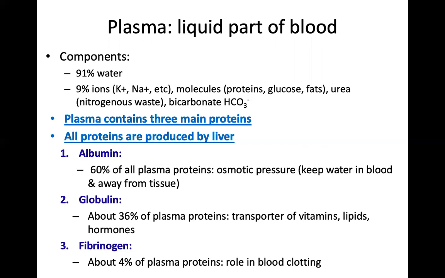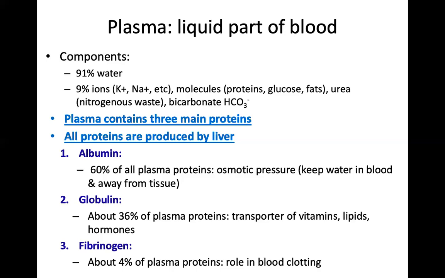So among the many proteins you have circulating in your blood, you have 3 main ones that are basically forming the majority or almost 100% of your total protein level. The first one, which is about 60% of your plasma protein, is referred to as albumin. So albumin is the most common type. Again, it is produced by your liver, and it's going to help you maintain osmotic pressure by keeping the water within your blood, or more specifically within your blood vessels, and away from the tissue.